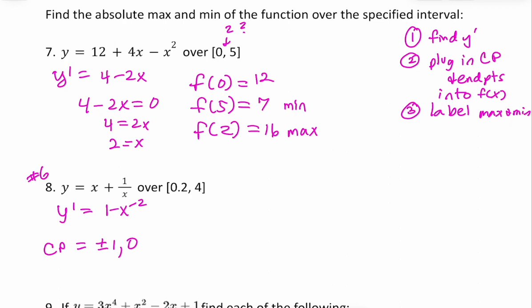I'll switch it out. Anyway, so let's look at our critical numbers. Is 1 in that interval between 0.2 and 4? Yes, okay. So we get to use 1.